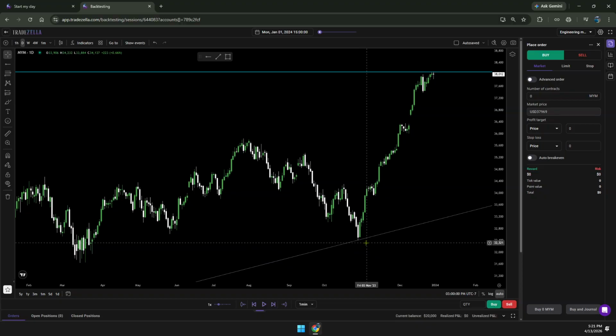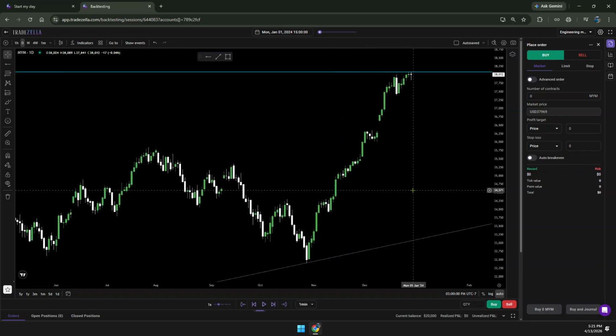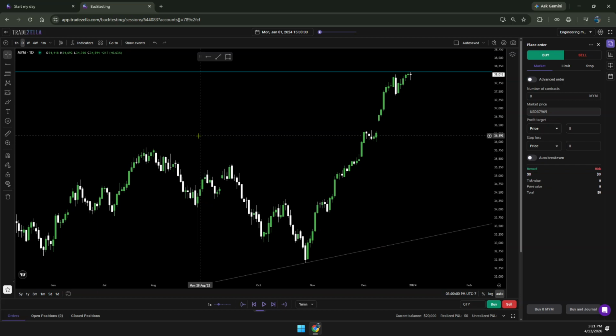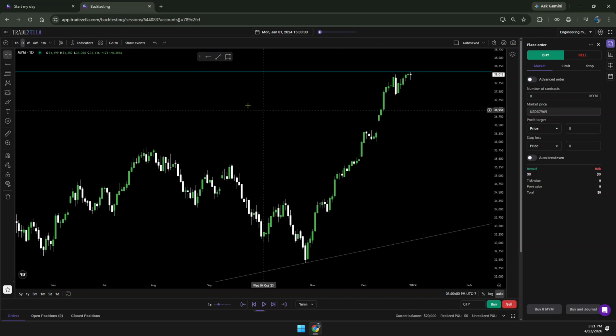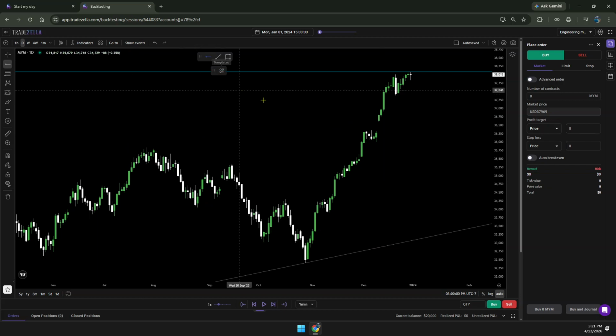So we're going to get really good at this. We're going to trade just the trend lines. I'm in the daily. I need to get my support resistance up.